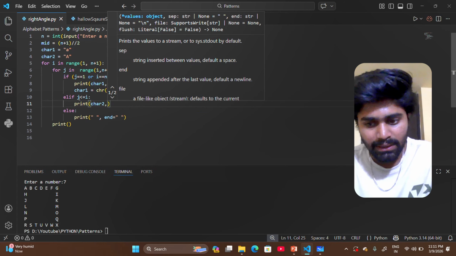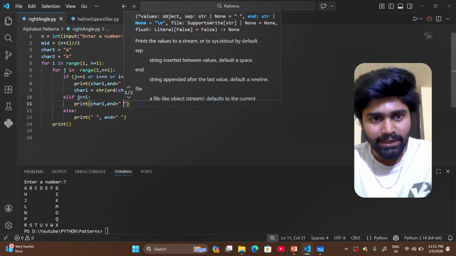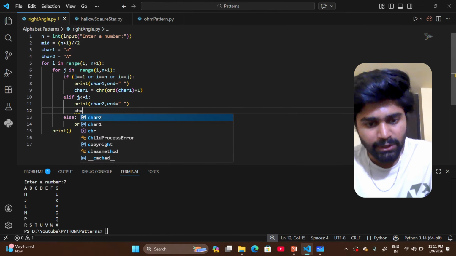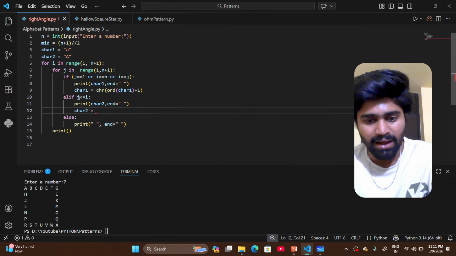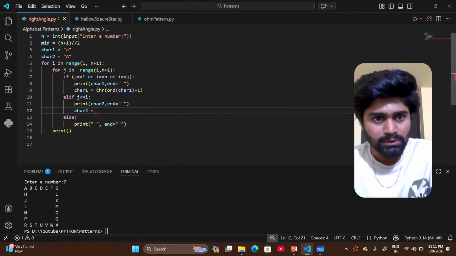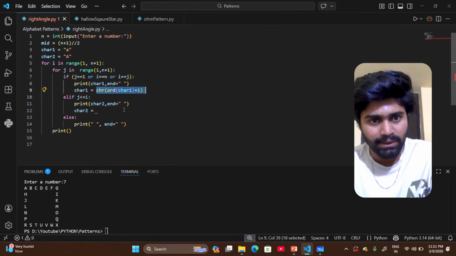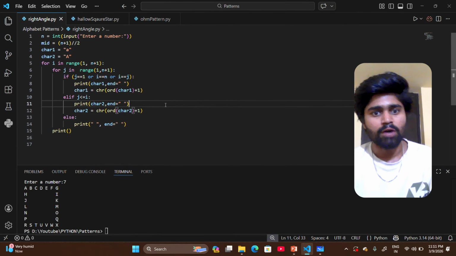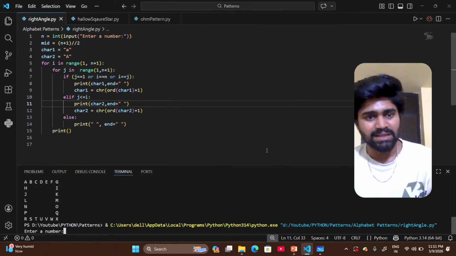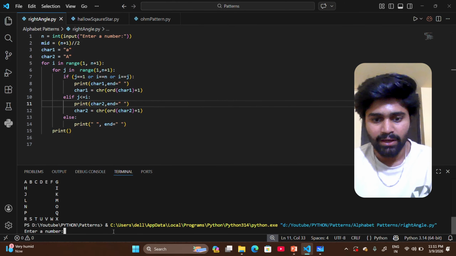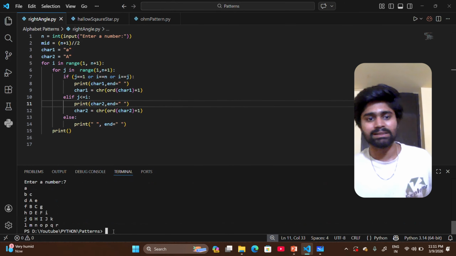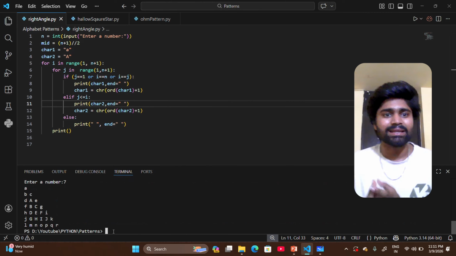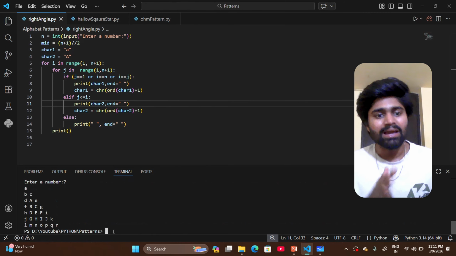That means capital letters. And after that we again need to add the end operator here. Then we need to modify the value of character 2 also. The same logic I am going to perform here also, but in place of character 1 I am putting character 2. Now you can see, whenever the first logic is satisfied, we get the small characters. Otherwise, whenever the second condition is satisfied, we get the capital letters.